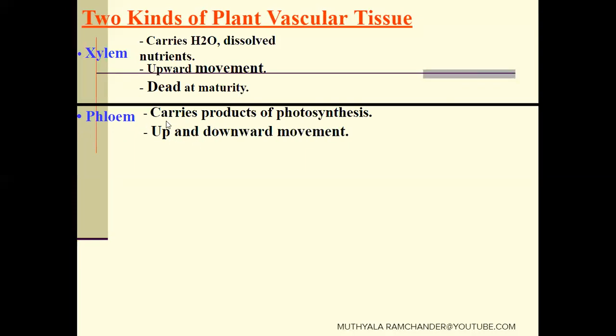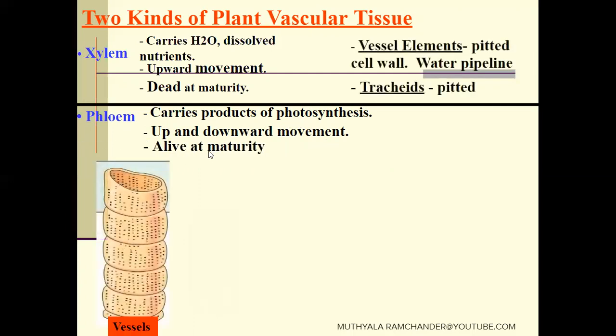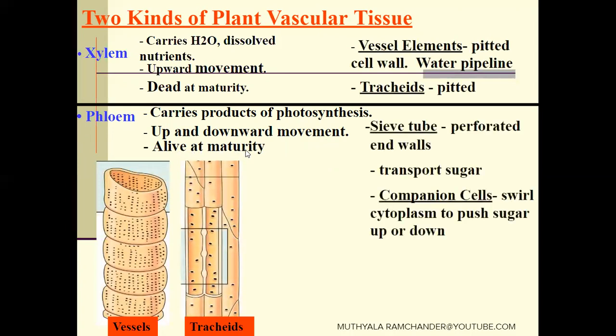But phloem carries the products of photosynthesis in both upward and downward directions. Both directions occur in the phloem tissue. Distributed photosynthesis products like carbohydrates move upward and downward. And phloem cells are alive at maturity. Alive at maturity means they have cytoplasm and protoplast even at the maturity stage.